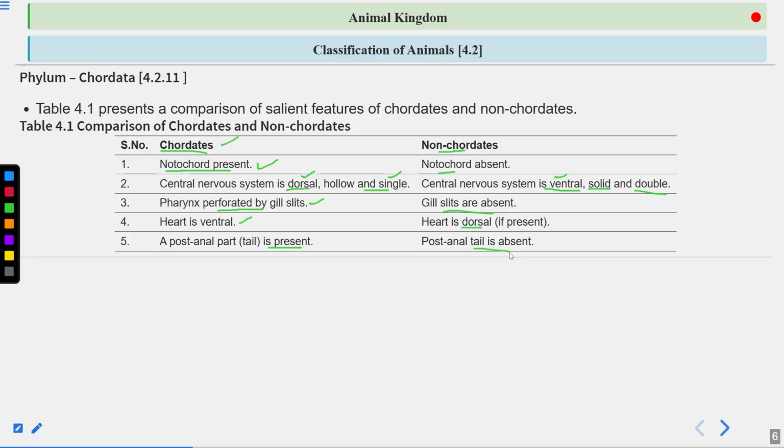Like if you have some organism in your hand and you want to classify it, whether it is a chordate or non-chordate, you can look for these certain features in them, right?